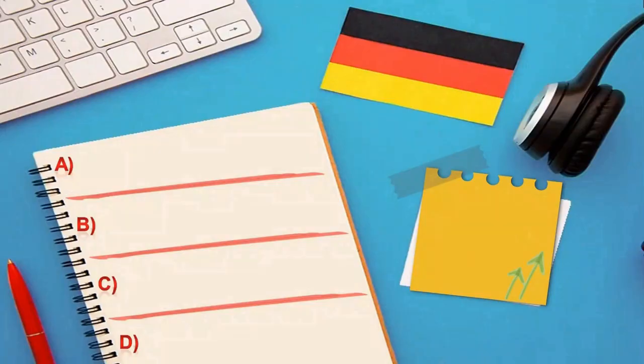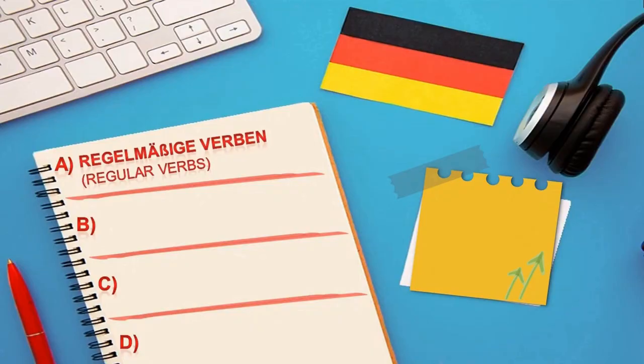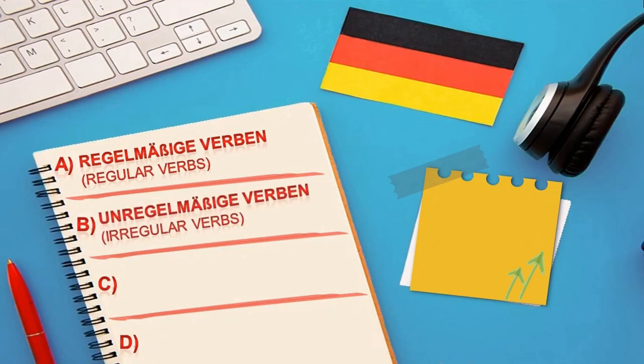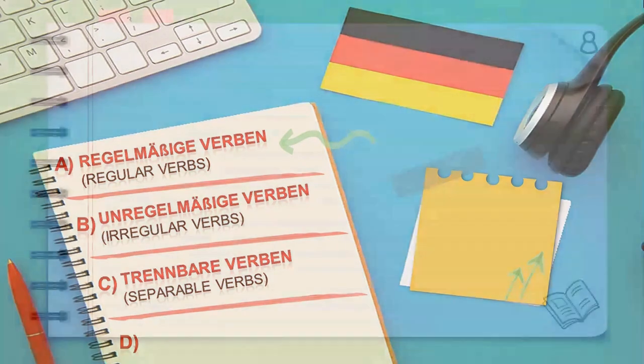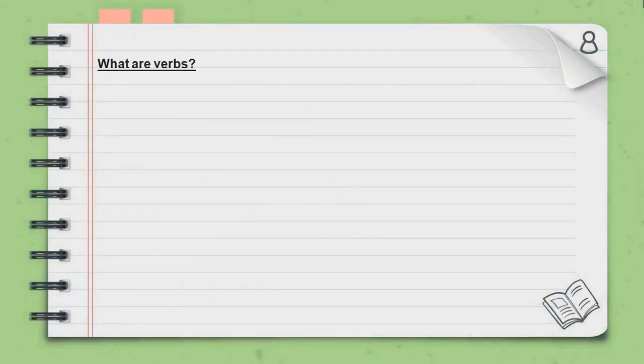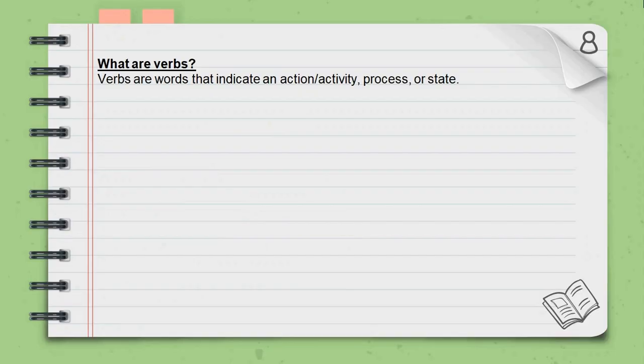What we will learn about the German verbs: Regelmäßige Verben, or regular verbs. Then unregelmäßige Verben, irregular verbs. Trennbare Verben, separable verbs. What are verbs? Verbs are words that indicate an activity or action, process, or a state.